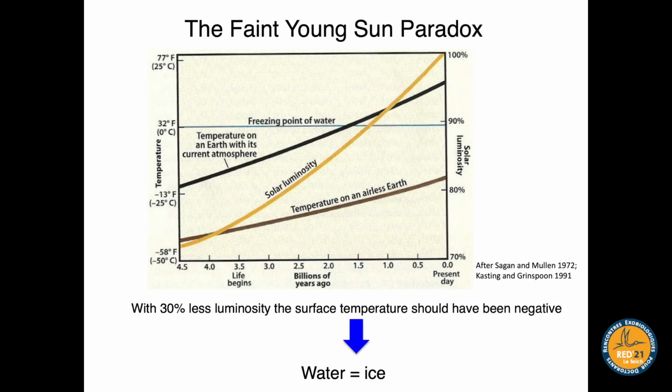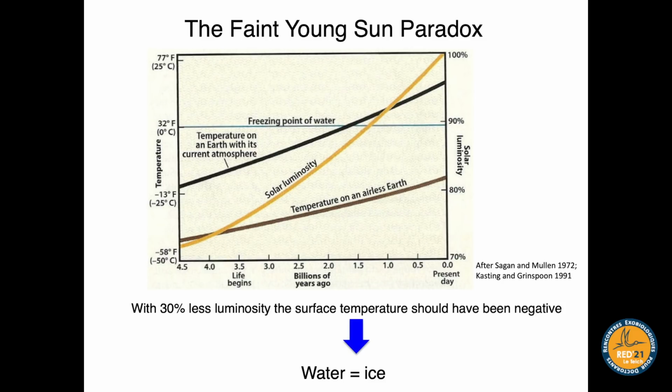And if we look at the Archean, you can see that we have almost 30% less solar luminosity. With this lower luminosity, we can calculate what the surface temperature should have been, and this is what is presented here. You have the temperature on one axis, the solar luminosity on the other, and the geological time scale. You have the freezing point of water, this is the blue line, and you have the solar luminosity curve in yellow.